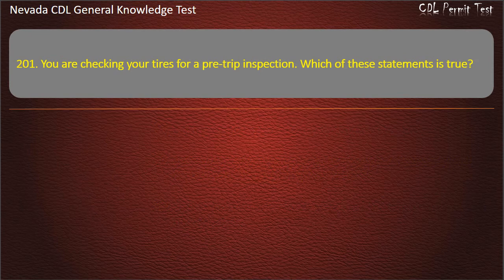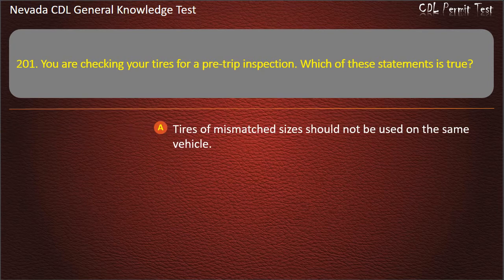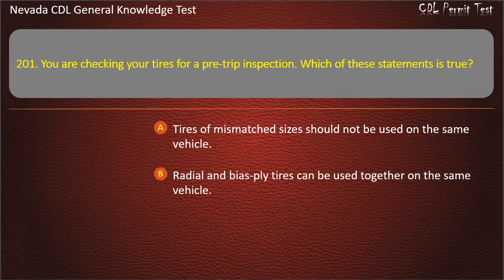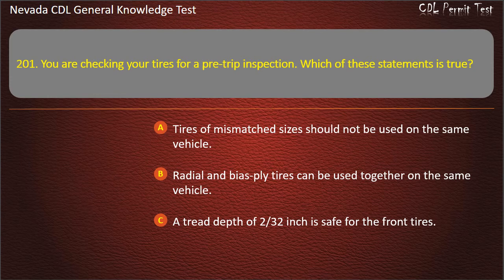Question 201. You are checking your tires for a pre-trip inspection. Which of these statements is true? Tires of mismatched sizes should not be used on the same vehicle. Radial and bias ply tires can be used together on the same vehicle. A tread depth of 2/32 inches is safe for the front tires. Answer. Tires of mismatched sizes should not be used on the same vehicle.